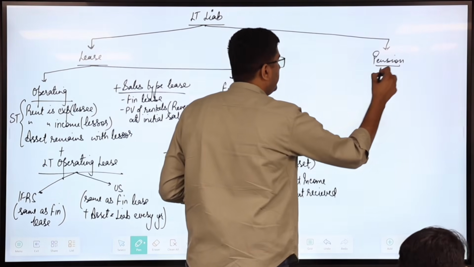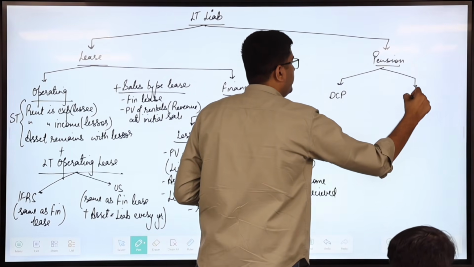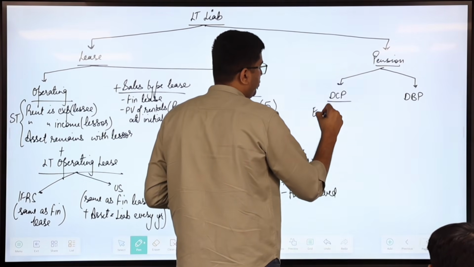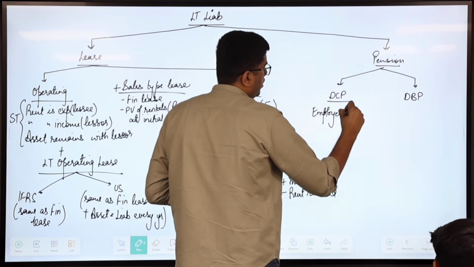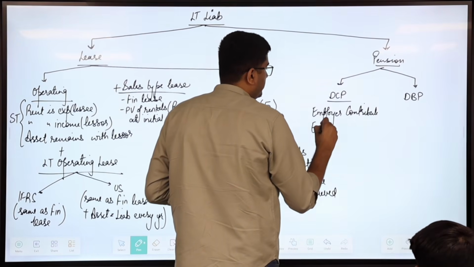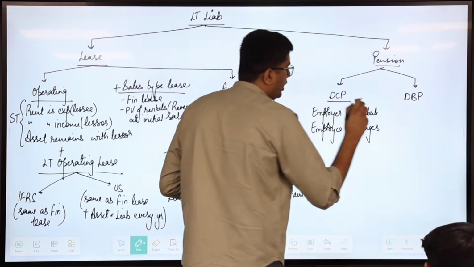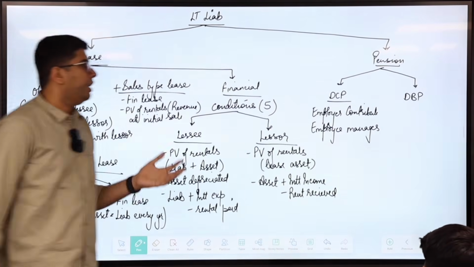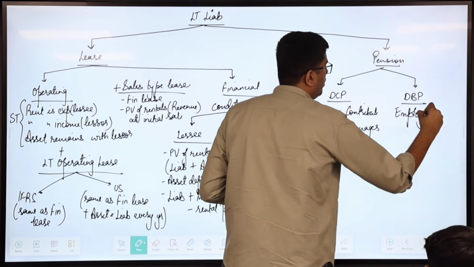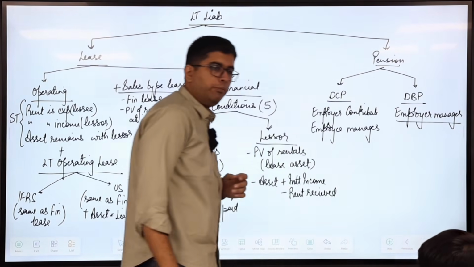Then we have pension. Pension is defined contribution plan, defined benefit plan. In defined contribution plan, employer contributes, and employee manages. So investment decisions will be taken by the employee. In defined benefit plan, employer will manage all the decision making, all the investments. No headache for the employee.